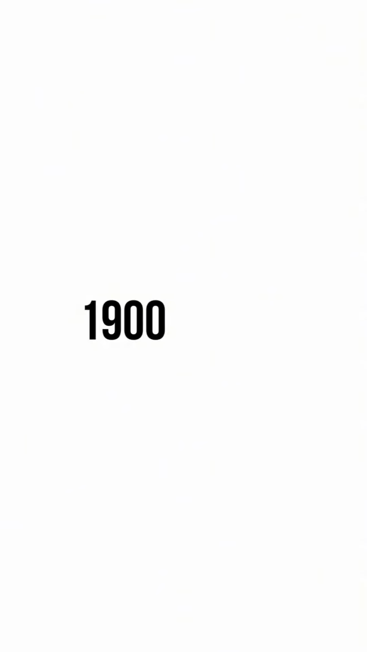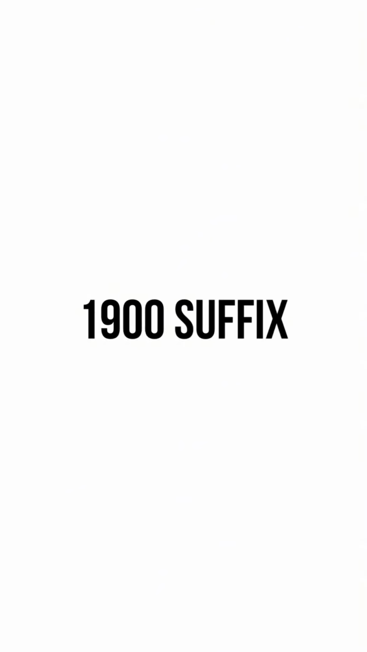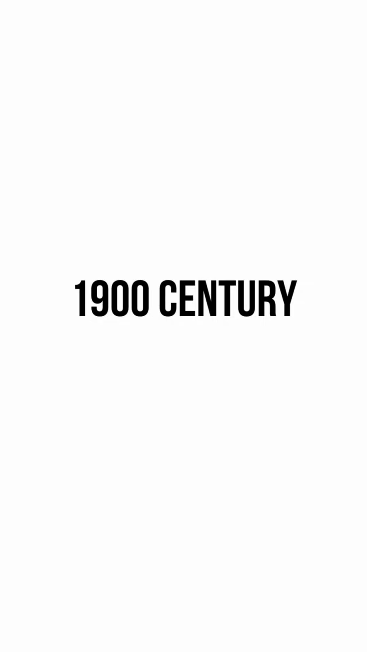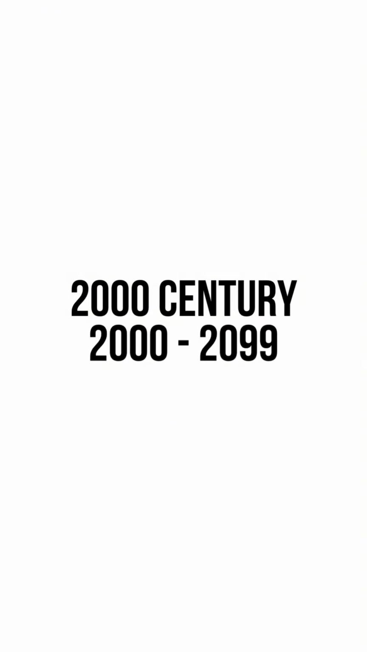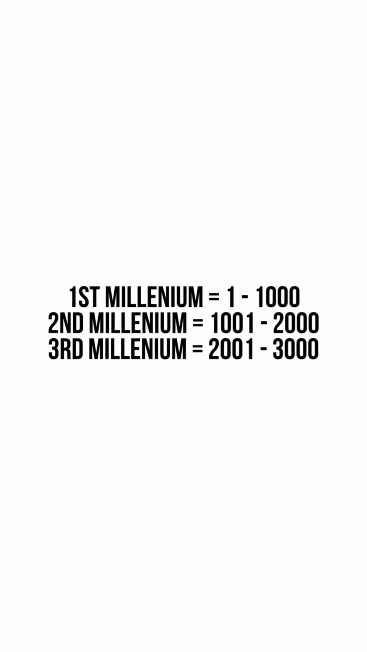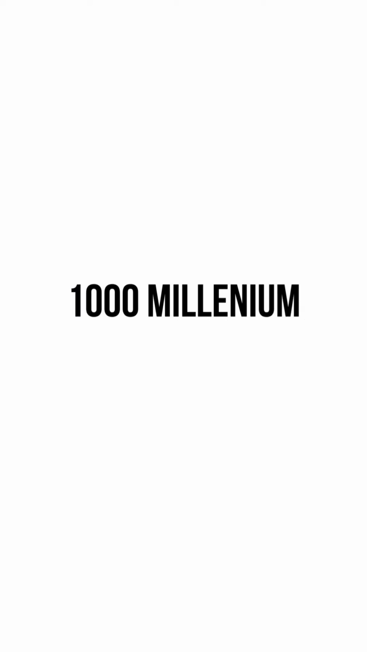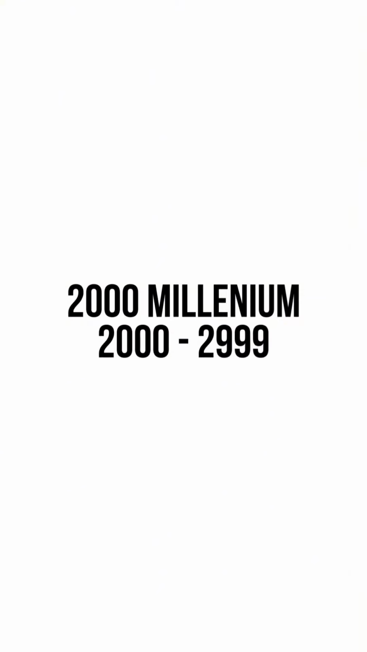My solution is this: the starting year of a century followed by a specific suffix. For instance, 1900th century could refer to 1900 to 1999, and 2000th century could refer to 2000 to 2099. Let's also add a millennium suffix whilst we're at it, as they have the exact same problem. 1000 millennium would be 1000 to 1999, and 2000 millennium would be 2000 to 2999.